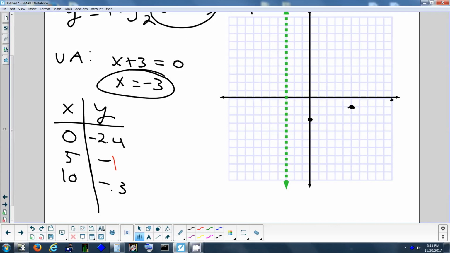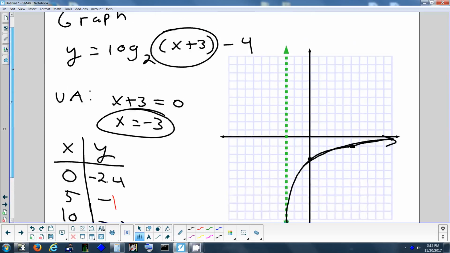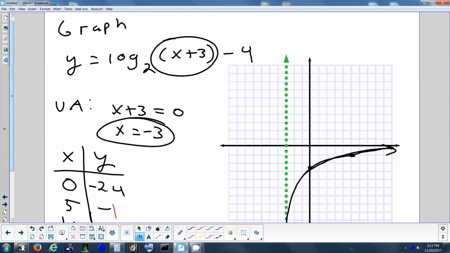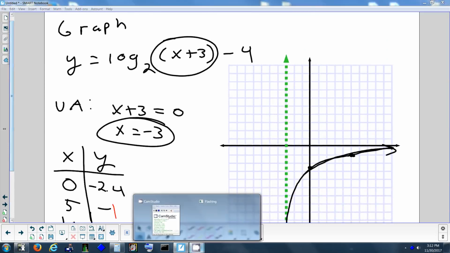So remember, it's going to curve, and you can kind of see the curve a little bit from those dots. And that's what your graph will look like. Okay, so it's really the basic log function shifted down 4 units and shifted left 3. And that's how you graph a log function. Okay, any question on that? All right.